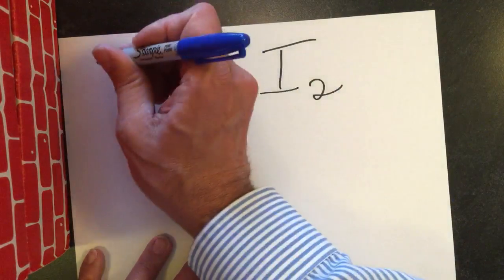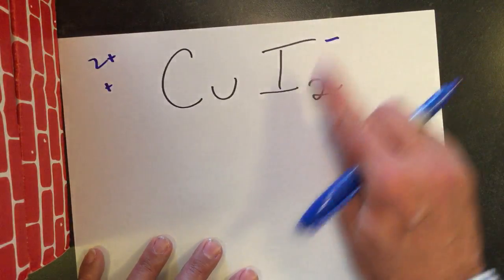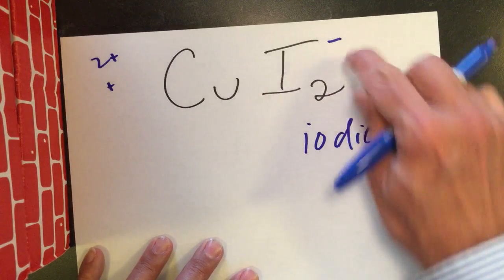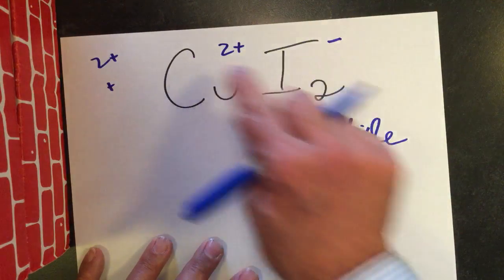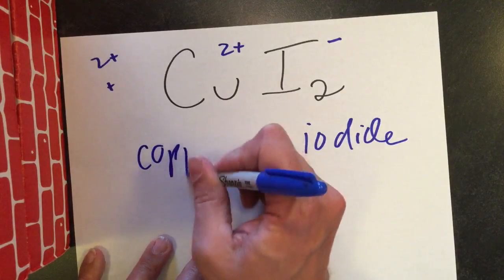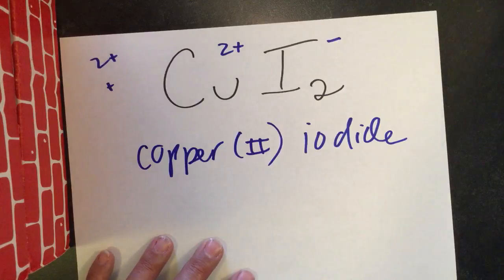CuI2. Okay, is it the 2+ copper or is it the + copper? Well, iodine's a minus. That's the iodide. There's 2 of them. This has to be the 2+ copper to balance off the 2 minuses. So this would be copper 2 iodide. Pretty tricky.